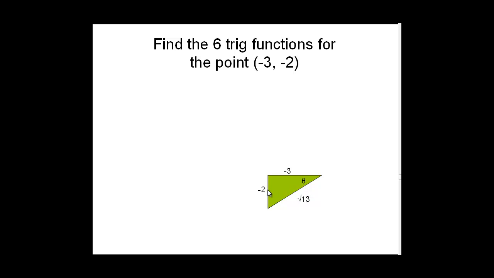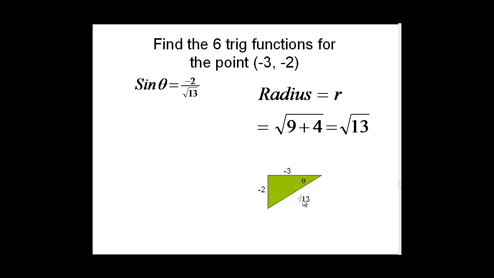So sine is opposite over hypotenuse. That's how we find our radius. We just did that. Sine is opposite, negative 2, over hypotenuse, square root of 13. Cosine is adjacent over hypotenuse, negative 3 over square root of 13. Tangent is opposite over adjacent, which will turn out to be negative 2 over negative 3, or 2/3.